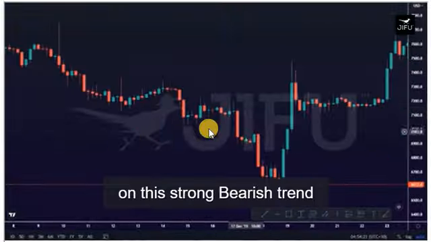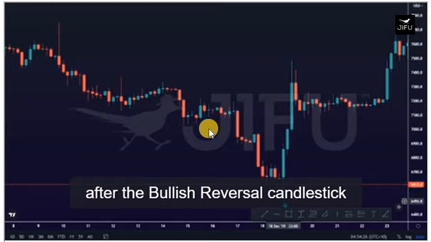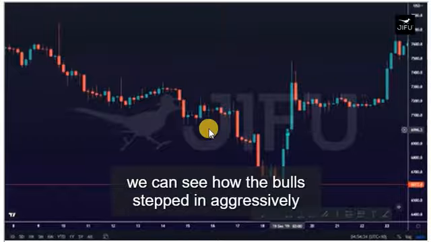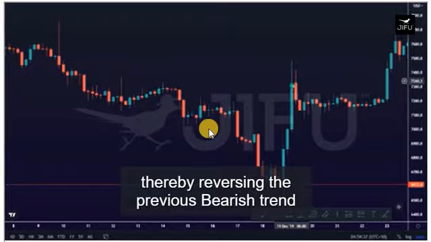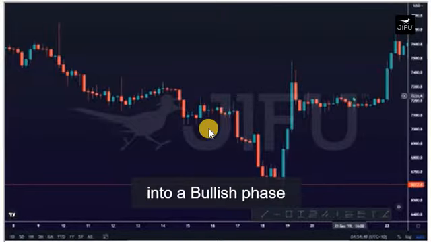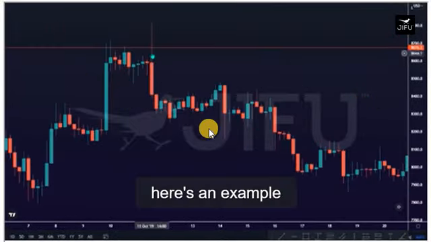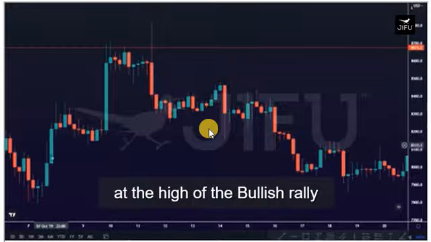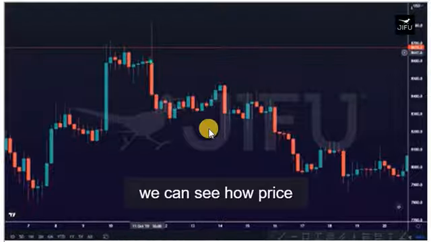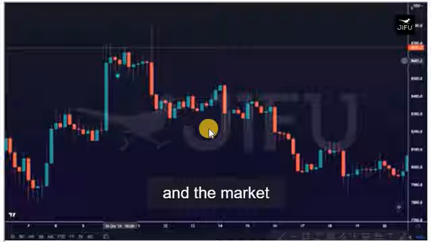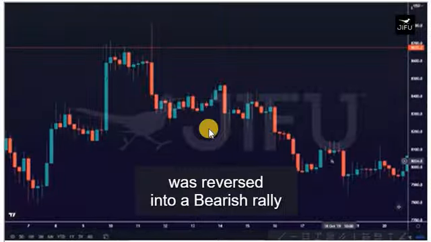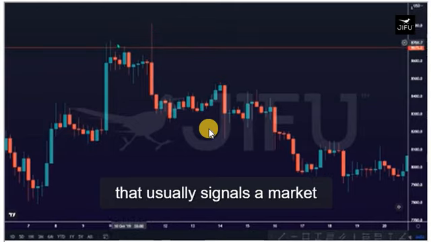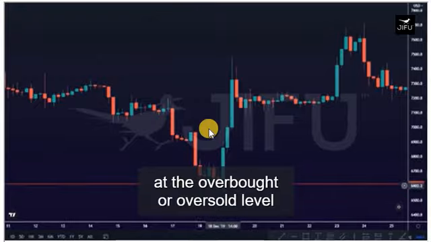As we can see on this strong bearish trend, after the bullish reversal candlestick appeared at the swing low here, we can see how the bulls stepped in aggressively, thereby reversing the previous bearish trend into a bullish phase. Here's an example of the bearish reversal candlestick in action at the high of the bullish rally here. We can see how price instantly found resistance, and the market was reversed into a bearish rally. The reversal candlestick is a powerful formation that usually signals a market at the overbought or oversold level.